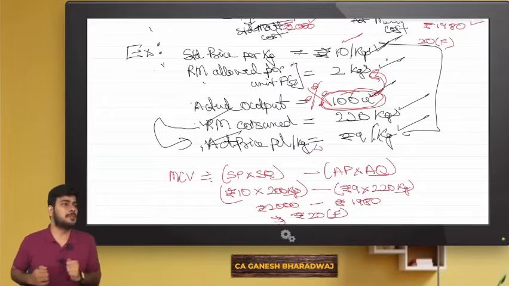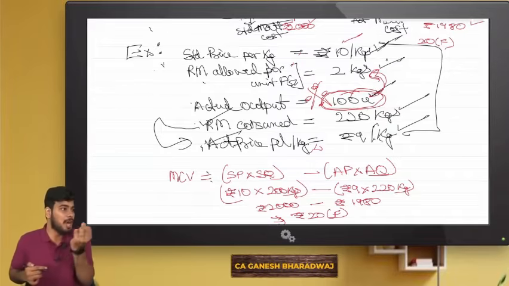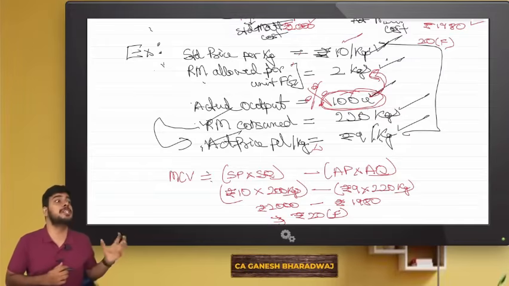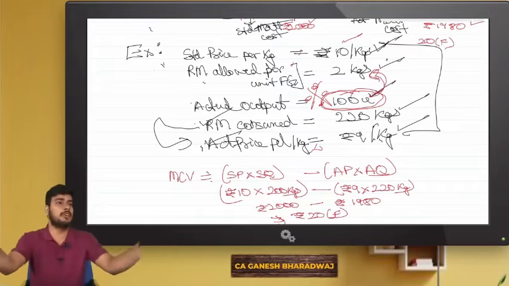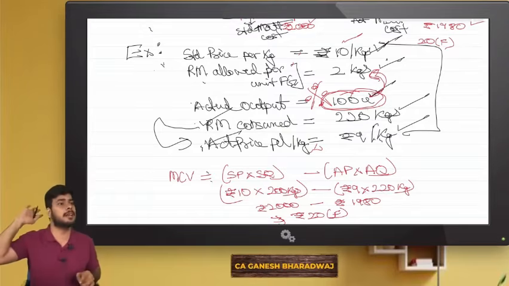He is responsible for what? Actually consuming the material. Correct? And there is another person called the purchase manager. He is responsible for what? Negotiating the rate, finalizing the seller. Correct or not?